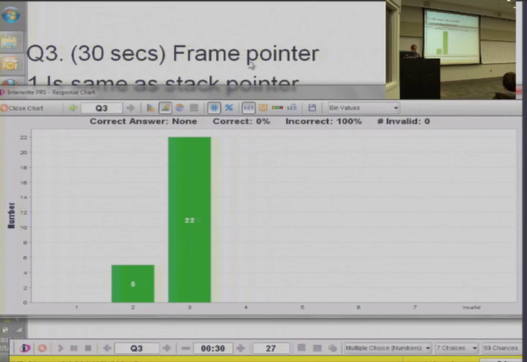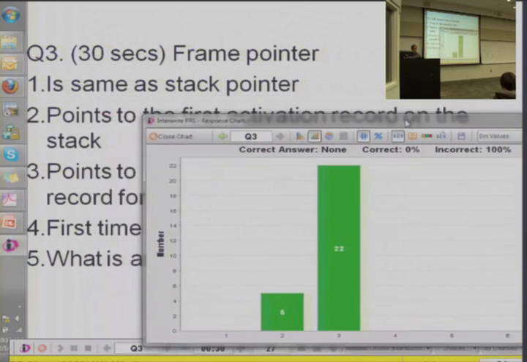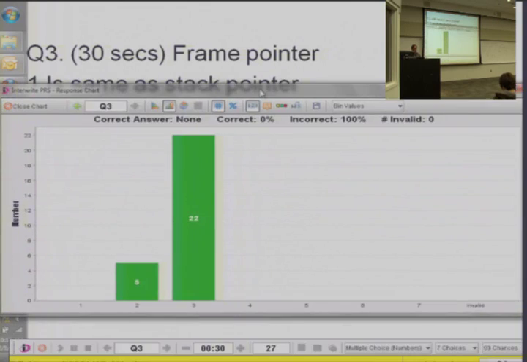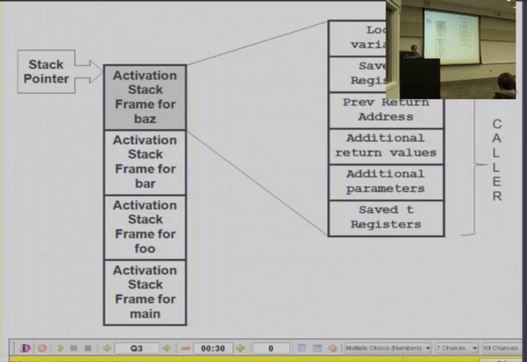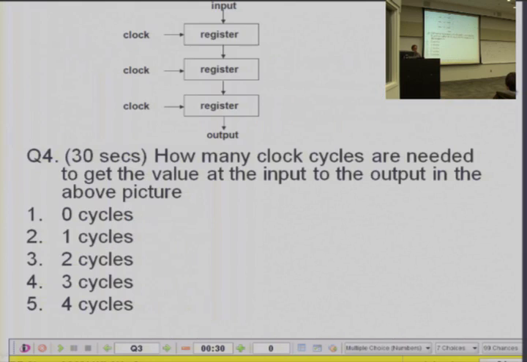All right, so most of you have the right answer. We know that you have multiple activation records on your stack, depending on the nesting level of the procedures, and so the frame pointer is a convenient way of making it point to a specific location on the stack, and that's the right answer. So you all know about this activation record and a particular location on the stack, which is pointed to by the frame pointer. Okay, so let's go to the next one.